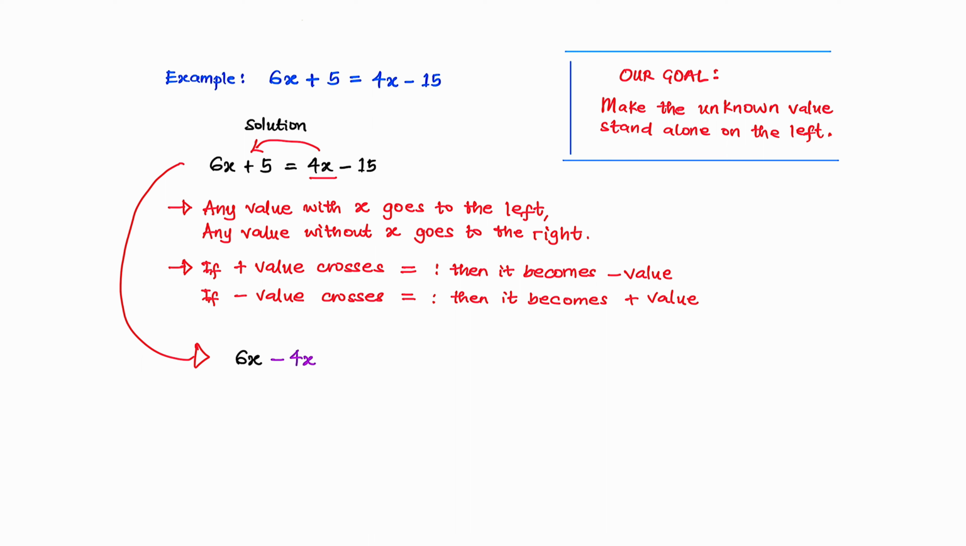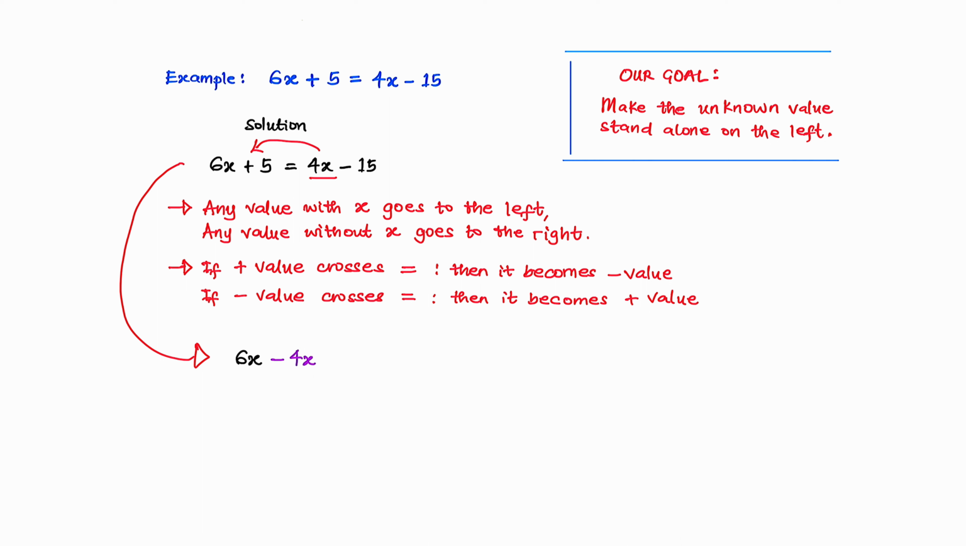4x. Again, any value with x stays on the left. Any value without x goes to the right. So 6x is already on the left, hence we left it on the left without changing the sign because it is not crossing over the equal to symbol. But 4x is on the right of the equation. It needs to come to the left, so the sign has to change to minus 4x. Previously, it was positive 4x. Because it is crossing over the equal to symbol, it becomes negative 4x.